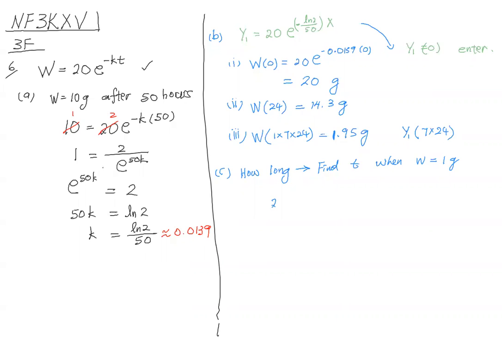So I put 20 e to the power of negative 0.0139 t must be equal to 1. Okay, then you work out. Can you please work out by yourself? Everyone, please work out. I will call anyone to give me the answer for t.